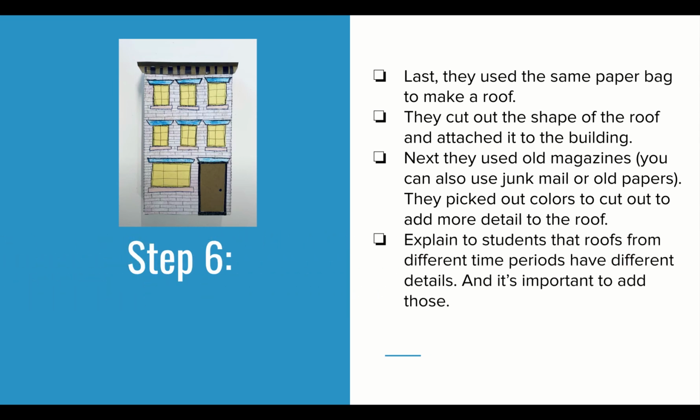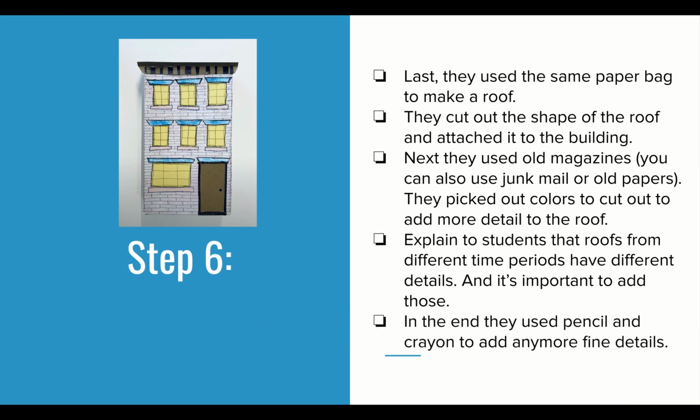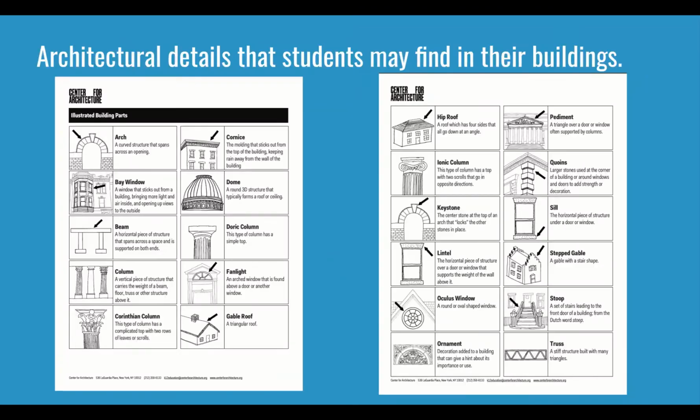Okay, then explain to the students that roofs from different time periods have different details, right? Some of them are pointed, some of them are flat, some of them have all different shapes, to really make sure that their roof looks like their photograph or their painting. And in the end, they use pencil and crayon to add more fine details to their building.